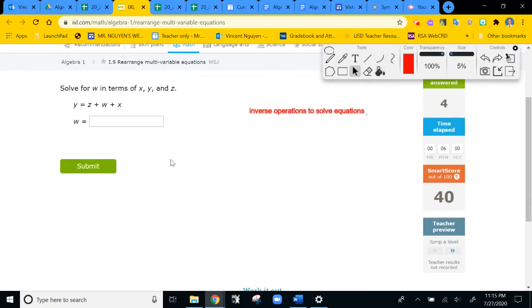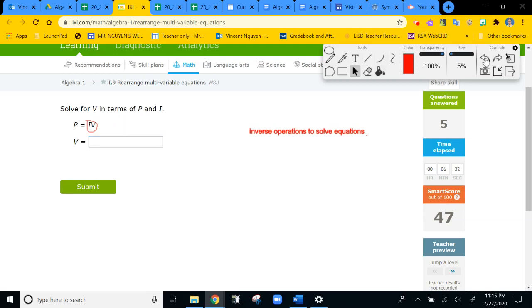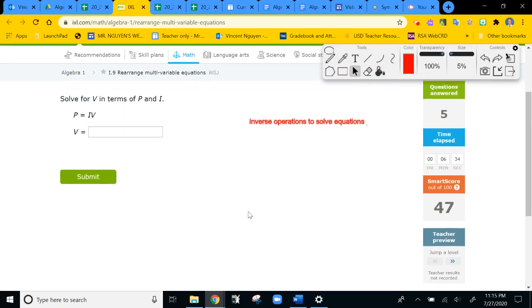This one's actually pretty easy. Again, I'm using the word move, but we're really just doing the opposite operation. This is adding, so when we put it on the other side, we're going to subtract. W will be by itself, so when the Z moves to the other side, it's going to be Y minus Z, and then when the X goes to the other side, it will be minus X. And that is our equation. Submit. Okay, here it starts to repeat.